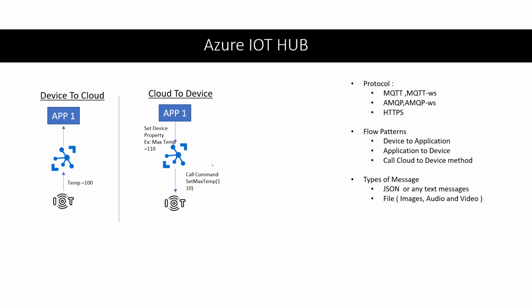And then the second pattern, which I've not shown here, is application to device. So sometimes you want to send messages from your applications to your device. So that's also supported by Azure IoT Hub.